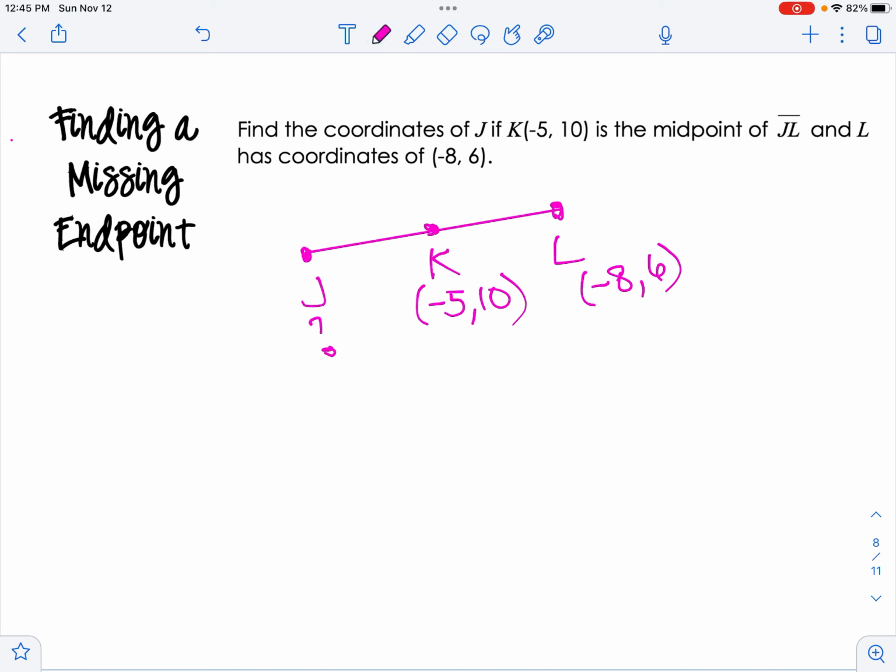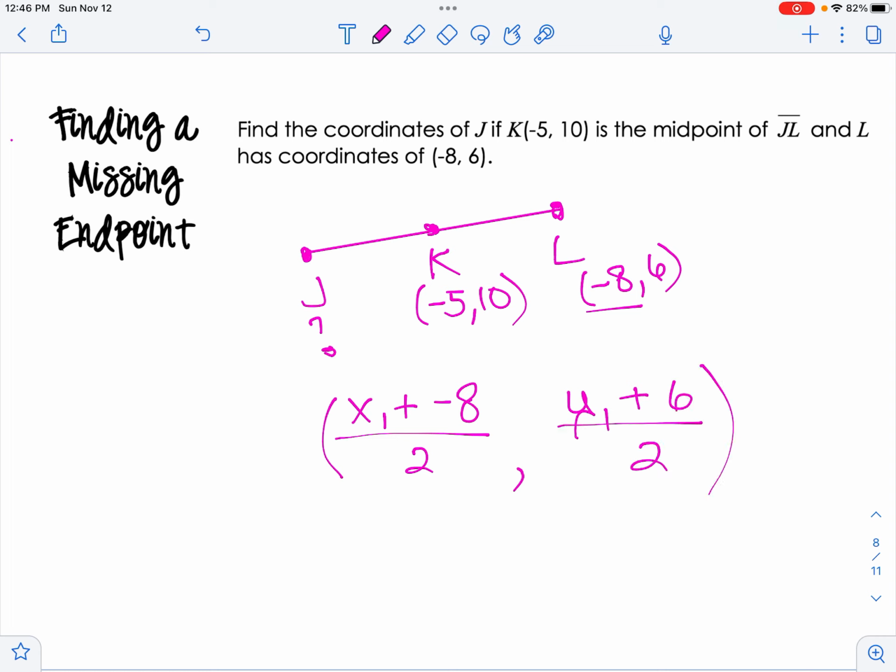Okay, so the first coordinate has to be the two endpoints added together. Well, we don't know this one, so we're going to call it x1 plus x2, which is negative 8. We're going to divide that by 2. That has to be equal to, or the y value would be y1 plus y2, which is 6, divided by 2. So we don't know what y1 is here, but we do need to know that y2 is 6. And then that divided by 2.